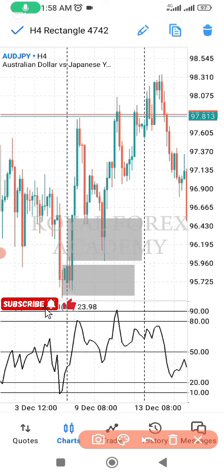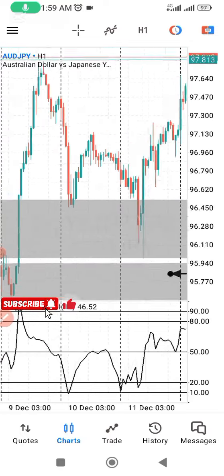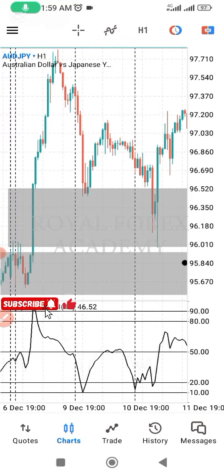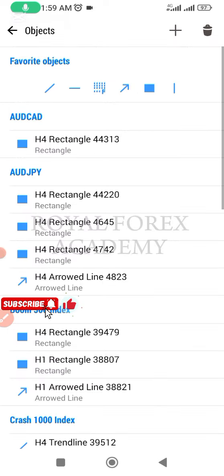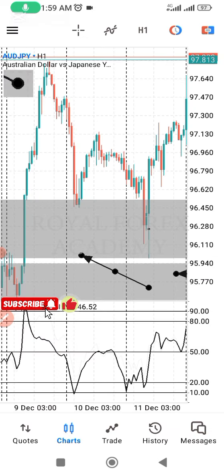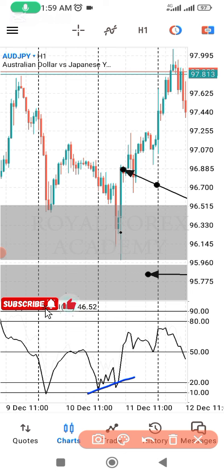I'll put my stop loss and allow price to do its thing. On our H1, look at what happened on our H1. We are still having this particular imbalance. So you see now, price came, filled it, and after price filled it, look at what happened. Here now we have a bullish engulfing candle, and we are having a divergence.